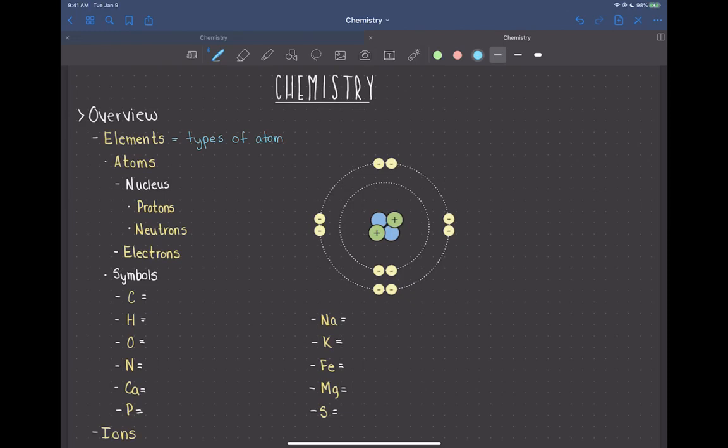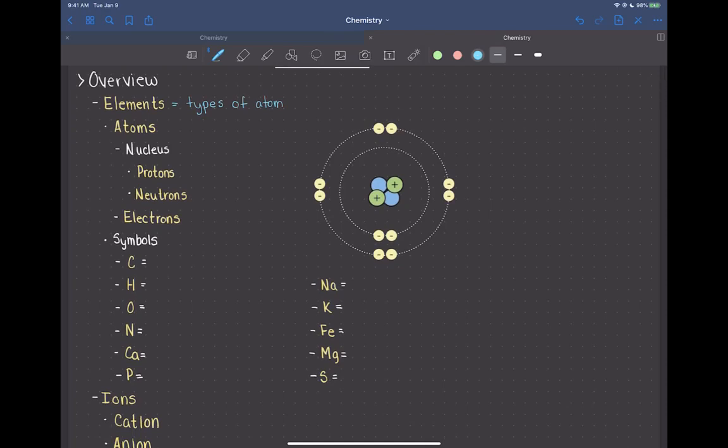Before we dive into all the different elements that you should be familiar with for this class, let's talk about the general structure of an atom first. When we look at an atom, we have a central structure that has some positively charged particles and some neutrally charged particles, surrounded by negatively charged particles that float around them. This middle structure is called the nucleus of the atom.